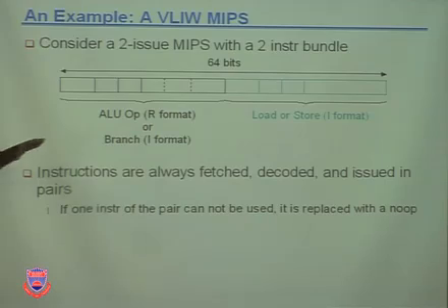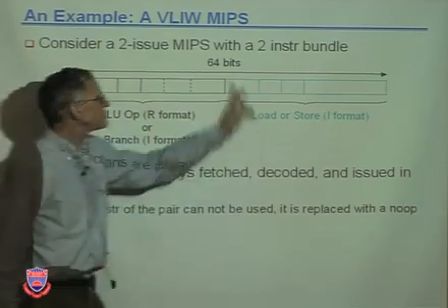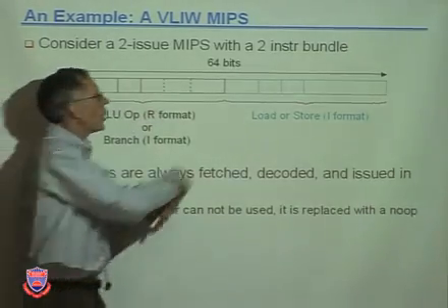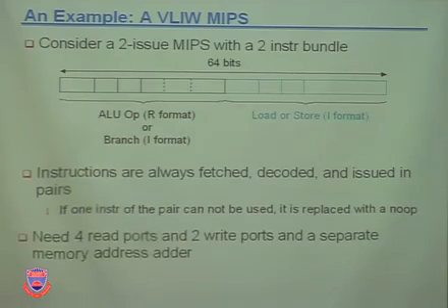Okay, so instructions are always fetched, decoded, and issued in pairs. That would be the idea here behind our VLIW. If one instruction of the pair cannot be used, then we just put a no-op up there and leave it blank. So every time we fetch, we'll either be getting one or the other one or both, okay? One or the other one or both. And the other will be a no-op.